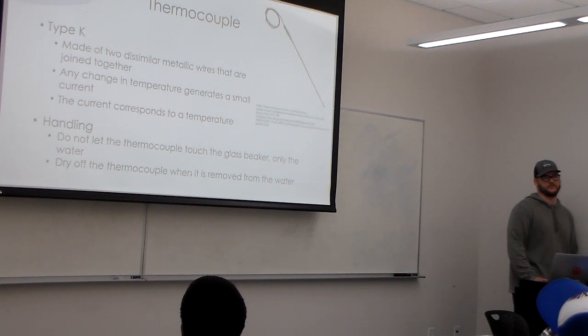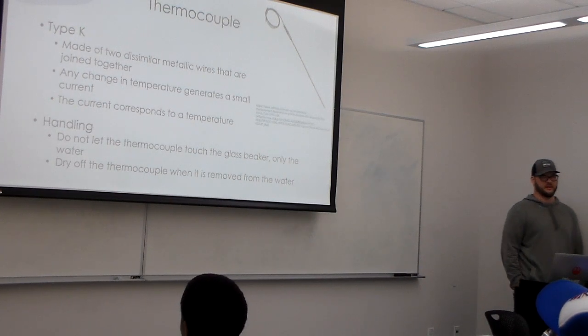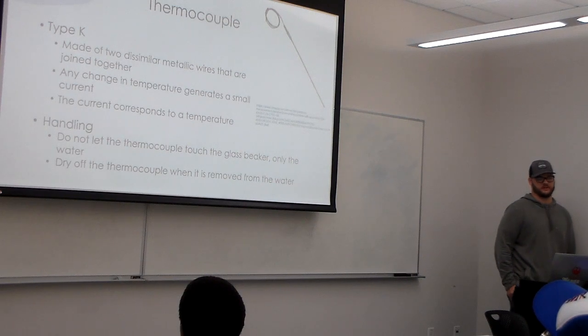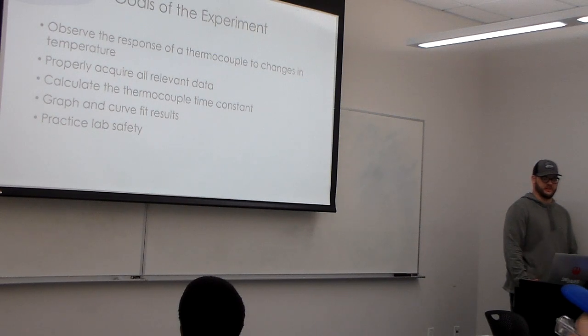It is made of two dissimilar metallic wires that are joined together to form a junction. This junction generates a small current in response to a change in temperature. When handling the thermocouple, it's important that it only touch the water that it was measuring and not the beaker, and it had to be dried when it was removed.